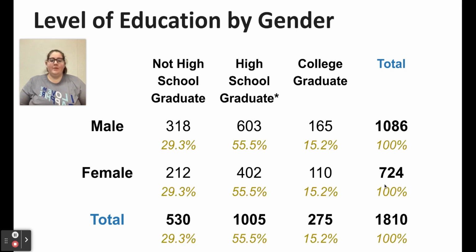So if I look at percentages, again, this one I separated based on the condition of gender. I looked at just males, and at what percent of males were not high school graduates, high school graduates, and college graduates. So 318 out of 1086, 603 out of 1086, 165 out of 1086. And then I did the same thing for the females. I also did the same thing for the totals. And what we can see is that the percentages for male, female, and total of not high school, high school, and college graduates are exactly the same. So even though the numbers are different, the percentages within each graduate category are the same for males and females in total.